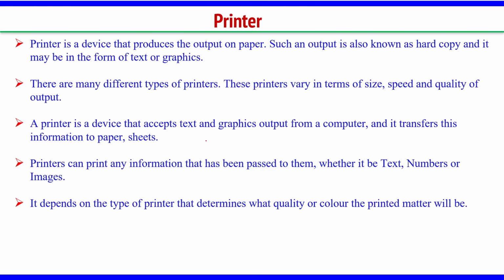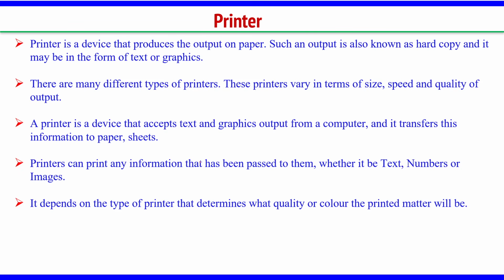The next one is printer, right? So monitor is over. Now the next output device is printer. Printer is a device, you know these are common things, but I am just going through the theoretical part before we see the questions. Printer is a device that produces output on a paper. Such an output is called hard copy. Something which was displayed on monitor is the soft copy. Printer converts that soft copy into hard copy. It may be in form of text or graphics.